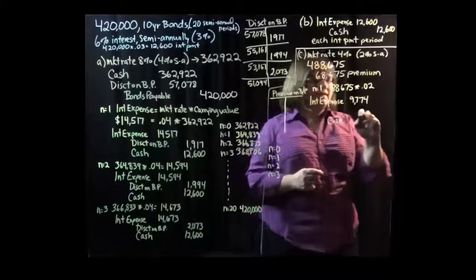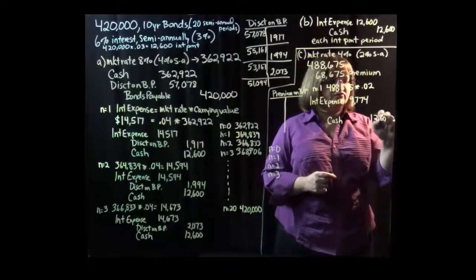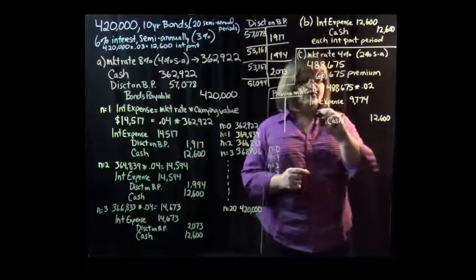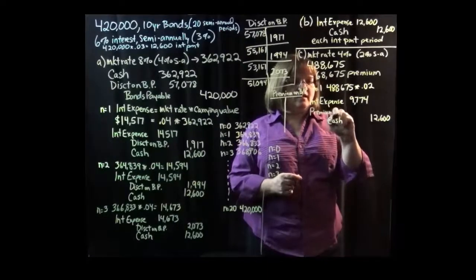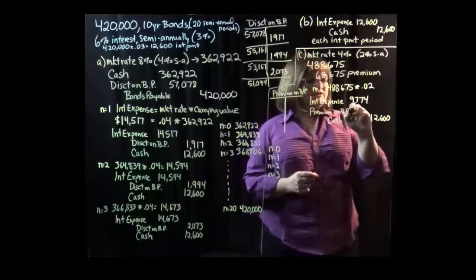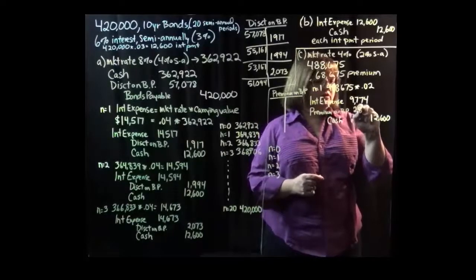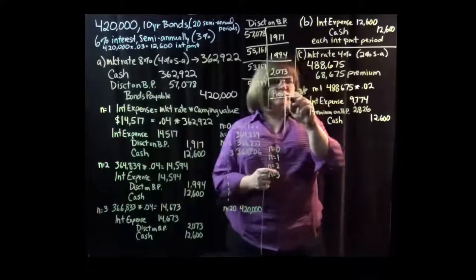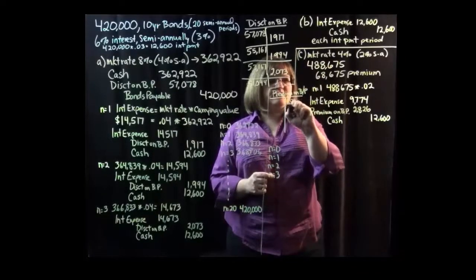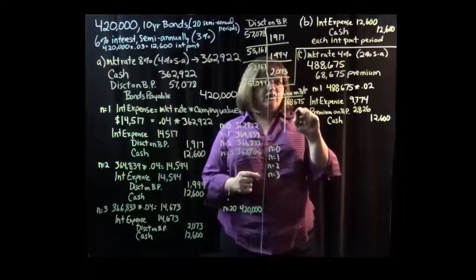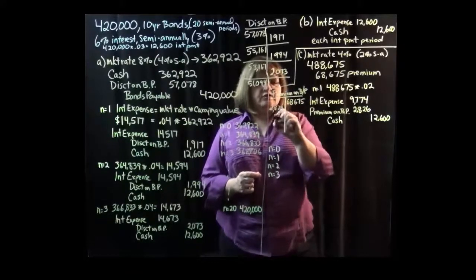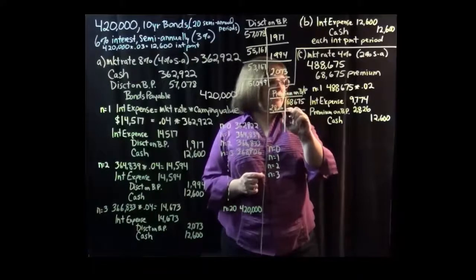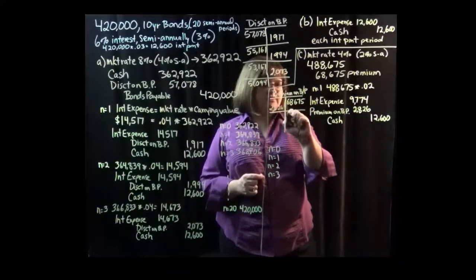However, we'll still be paying the cash that is required by the face of our bond of $12,600. The difference then is going to be debited to the premium on bond payable. And so that's going to be $2,826. So the premium would have started out with a credit balance because a premium is an adjunct liability. It adds to the liability amount. So it started out with a credit balance, and then we debit it for $2,826.